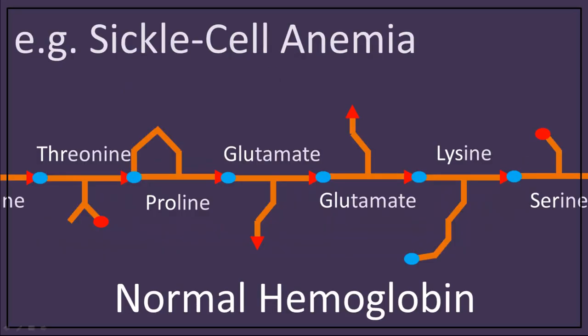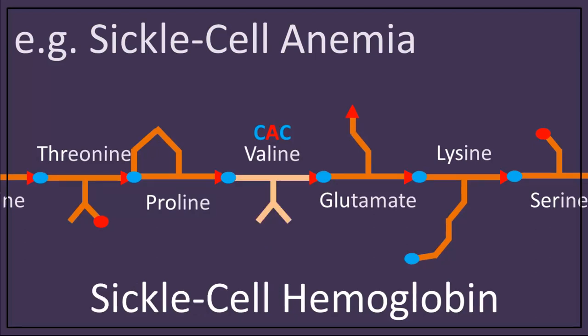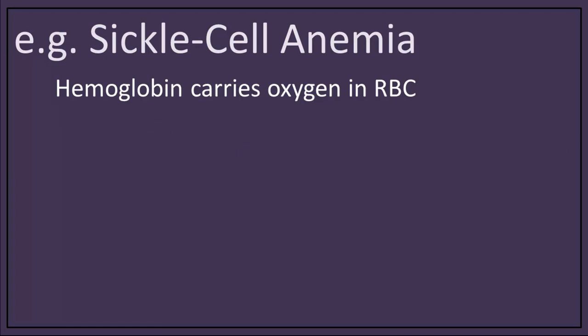This is part of the amino acid sequence of the protein hemoglobin. Hemoglobin is responsible for transporting oxygen around the body, so almost every cell depends on it to survive. The 6th amino acid in normal hemoglobin is glutamate, which corresponds to the codon CTC. Individuals with sickle cell anemia have a CAC codon instead, replacing glutamate with valine. This prevents the hemoglobin from folding properly. Hemoglobin is responsible for transporting oxygen in red blood cells.